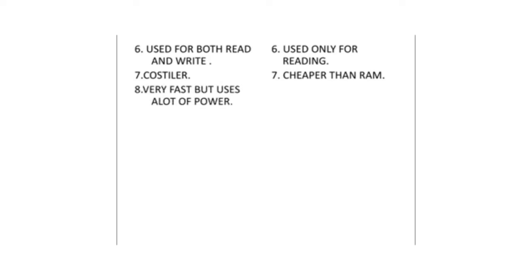RAM is very fast but uses a lot of power. When we store information in RAM, it uses a lot of power, a lot of electricity. Whereas ROM is fast but uses very little power. That means when we store data in ROM, we can easily transfer the data. But in comparison to RAM, it uses a little bit of power.